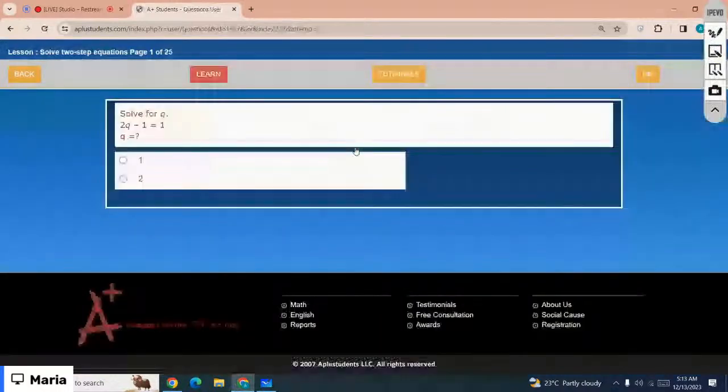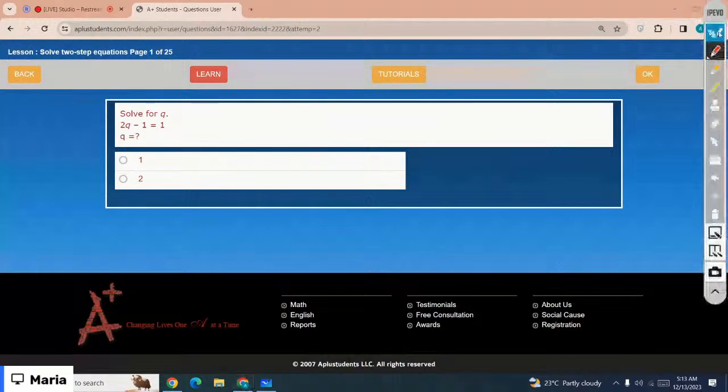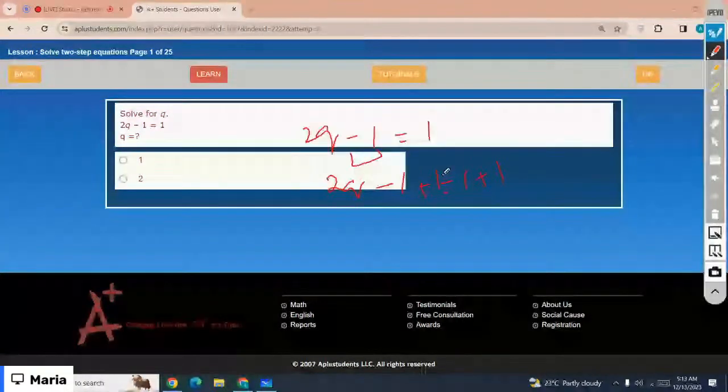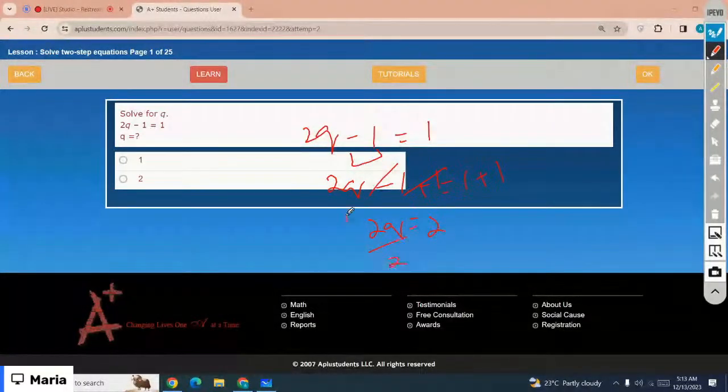Very good. Okay, the next one is solve for q. So how do you solve? Which is the correct option? 2q minus 1 equals 1. So which is the correct option? You add 1 to both sides, because opposite to addition is subtraction. So 2q equals 2. Now you have to divide both sides by 2 because you need to remove that 2.